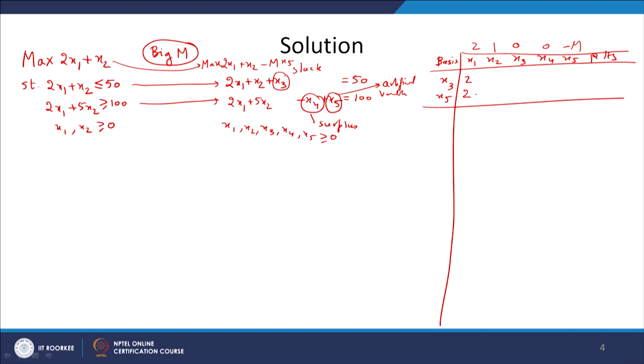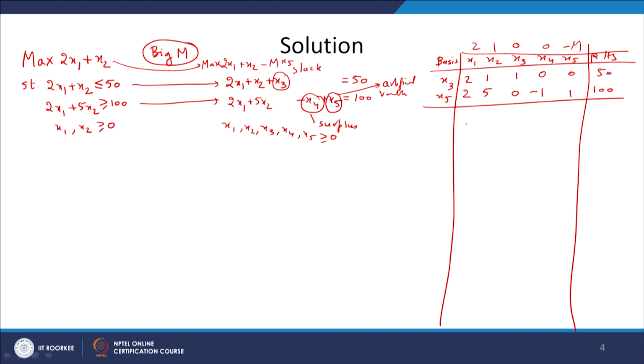Under x1 it is 2 and 2, under x2 it is 1 and 5, and under x3 it is 1, 0 because it is a basic variable. Then we have 0, -1, again 0, 1 because again this is a basic variable, and the right hand side as 50 and 100.